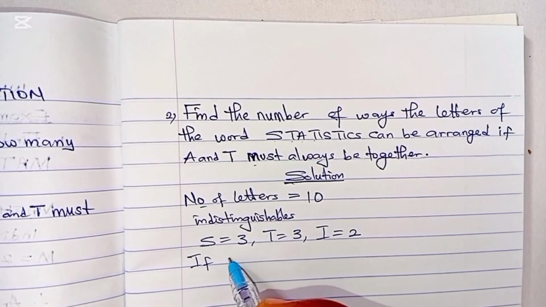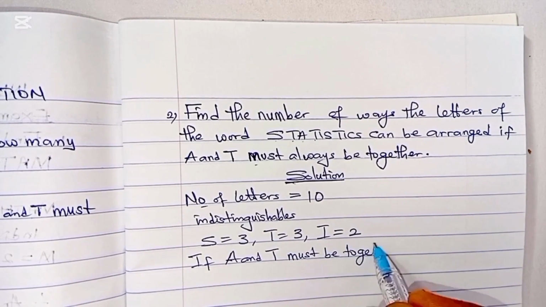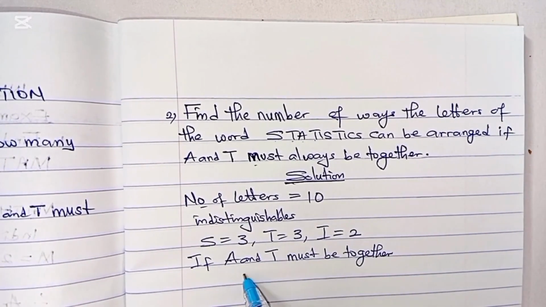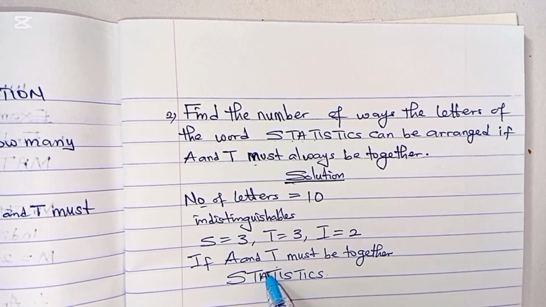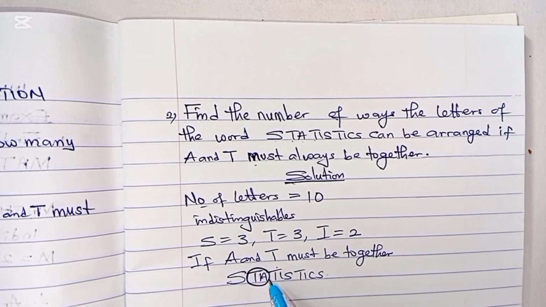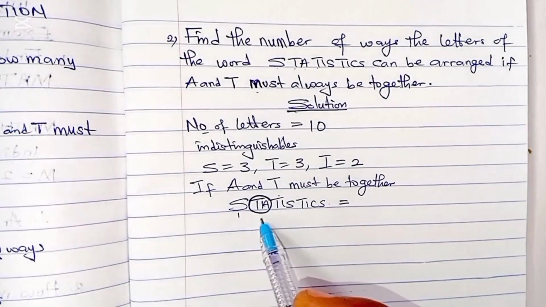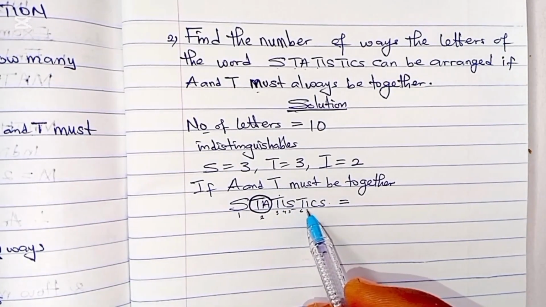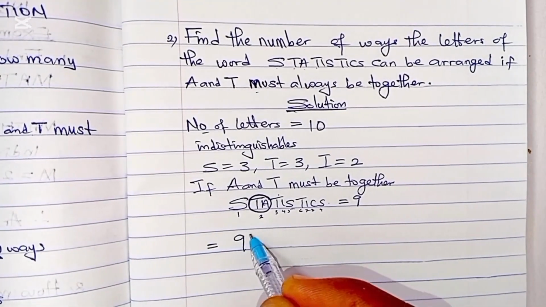Going by the condition that we are given, that A and T must always be together whenever we are rearranging the letters, we are going to take A and T as one block of letters. If that is true, they are counted as just one. Recounting, we discover that statistics now has 9 letters instead of 10.